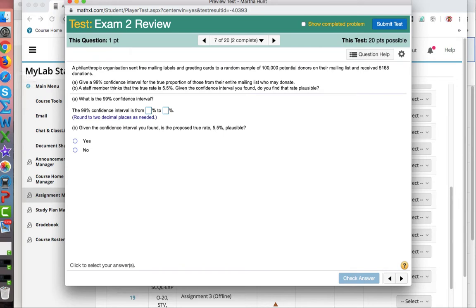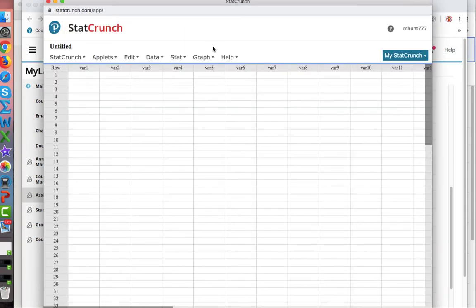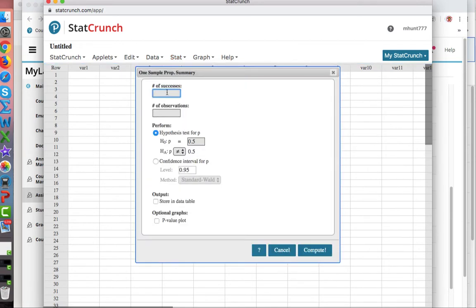So let's go directly to StatCrunch. Stat, proportions, one sample with summary. The number of successes is 5,188. They got that many donations out of 100,000 mailings. And we want, I'll have to change this, a 99% confidence interval.